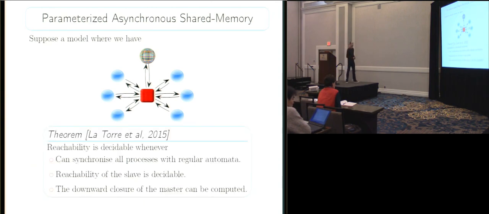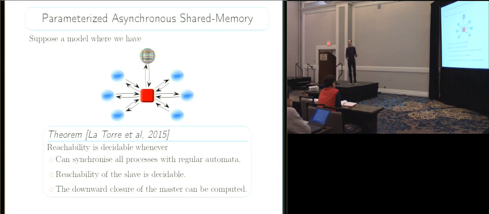And Latore et al. last year showed that reachability is decidable when these conditions are decidable. And in particular, the only restriction that they consider to be significant is that the downward closure of our master process is computable. Otherwise, all we need is that we can synchronize with regular automata. This is a very standard thing. You can pretty much do it with any machine that you think of. We want reachability of the slave to be decidable, so these guys.